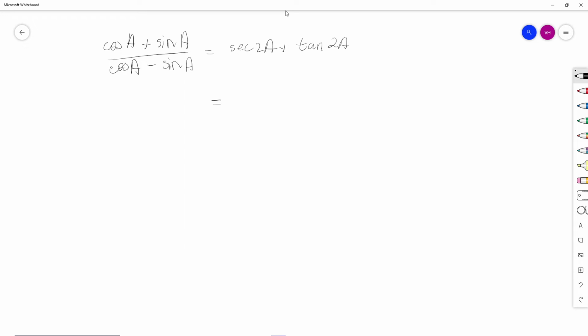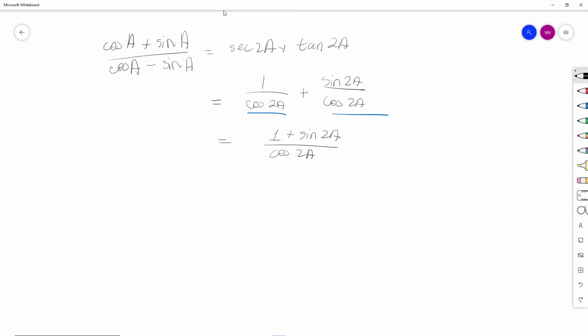So sec 2a is 1 over cosine of 2a plus sine of 2a over cosine of 2a. Okay, so we didn't change anything. Sec 2a we wrote as 1 over cosine, and tan we just opened as sine over cosine. And as we can see, we have exactly the same denominator, so let's write it as 1 plus sine 2a over cos 2a.